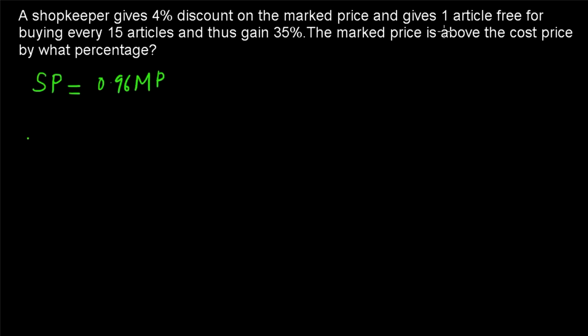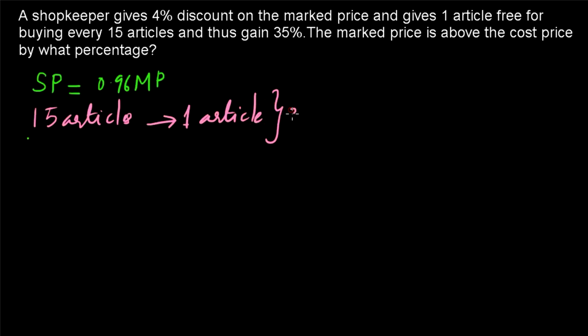Now he is giving one article free for buying every 15 articles and thus gains 35%. So when 15 articles are bought, he will be giving one article free. With 15 articles, he will be giving one more article, and even by giving like this, he is able to gain 35%. Then we have to find out the relation between marked price and cost price, or the marked price is above the cost price by what percentage. That's the given question. So from this selling price information and this information, we have to formulate an equation representing the relationship between the marked price and the cost price.